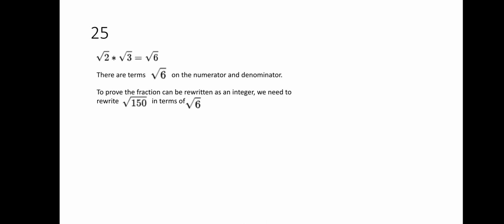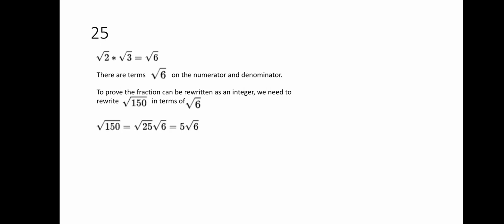Question 25. Show that the square root of 150 minus the square root of 6, divided by root 2 times root 3, simplifies to an integer. So the first thing to notice in the denominator, square root of 2 times square root of 3, is square root of 6. And because in both the numerator and the denominator we have a square root of 6, we need to rewrite the square root of 150 in terms of root 6, because that's a common number in both the numerator and the denominator.